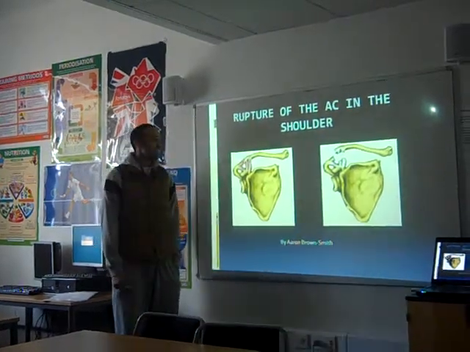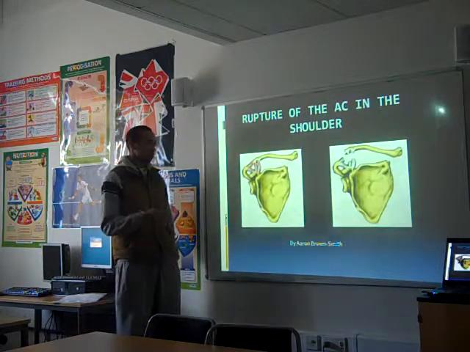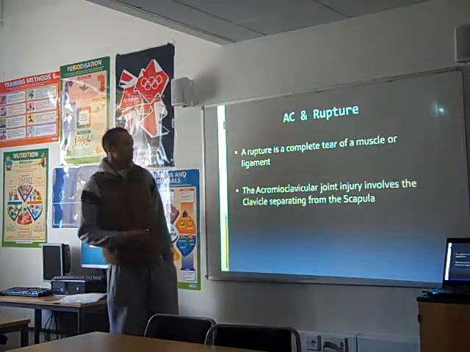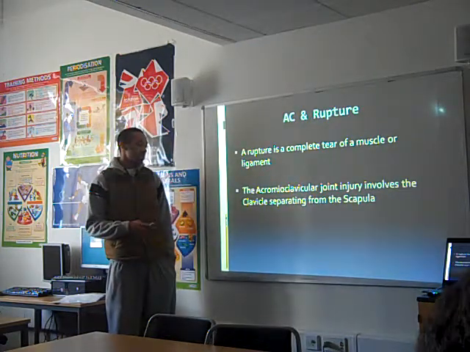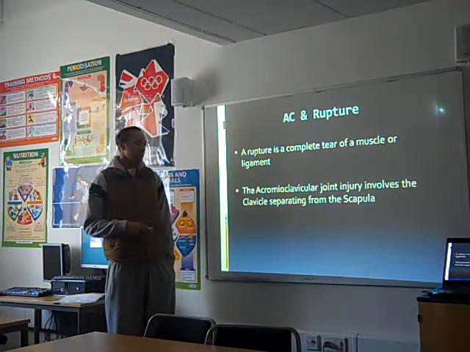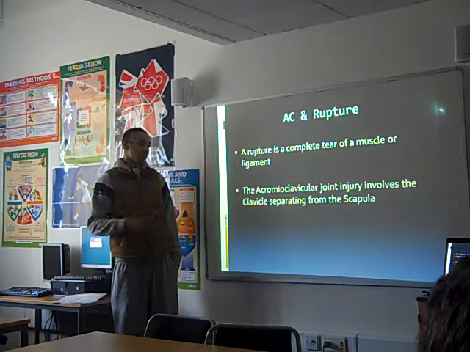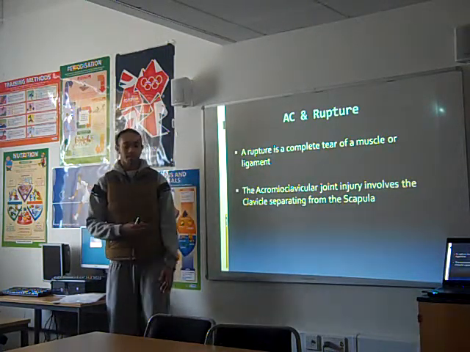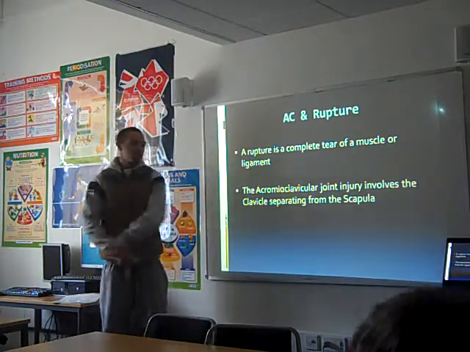I'm going to be doing a presentation about the rupture of the AC in the shoulder. A rupture is a complete tear of muscle or ligament. The AC stands for acromioclavicular joint, and this injury involves the clavicle, which is your collarbone, separating from your scapula, which is your shoulder blade.